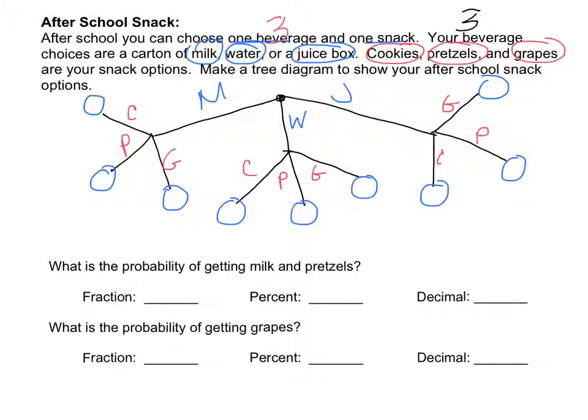So we had 3 beverages and 3 snack options, so there's a grand total of 9 outcomes in this tree diagram. What's the probability of getting milk with pretzels? I go over here to the branch that has milk, and there is 1 outcome that is pretzels and milk, because the pretzels with the water and the pretzels with the juice we can't count. So it's a 1 out of 9 situation. If we take 1 divided by 9, we get 0.111 repeating, so it's 11%.